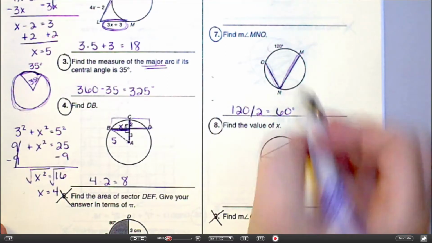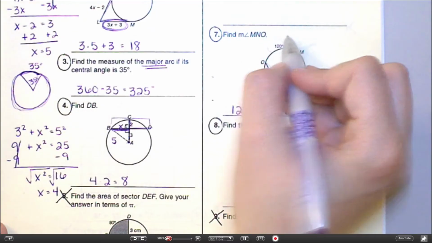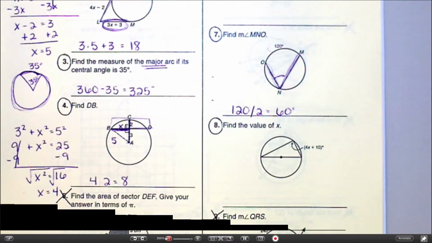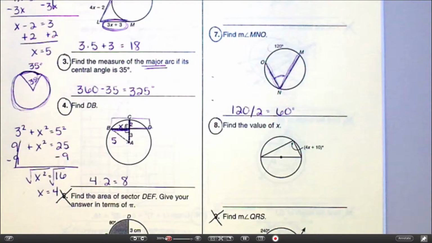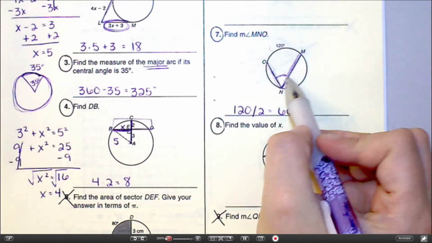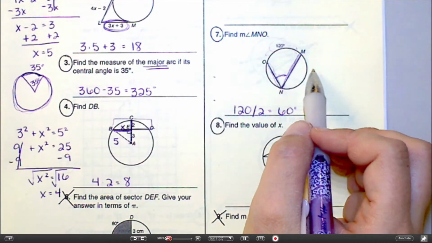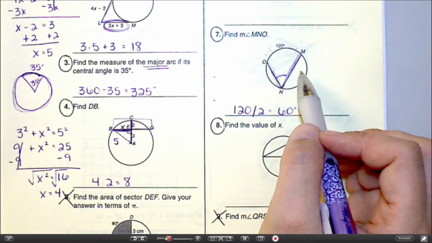What would have happened if I would have given you the angle and asked you to get the arc? Times 2, yep. Well, if you multiplied by 2 and then divided by 2, that would take you just back to the same number. So it depends on what the question's asking. If the question is asking you for the arc, you would multiply by 2. If it's asking for the angle, you would divide by 2.